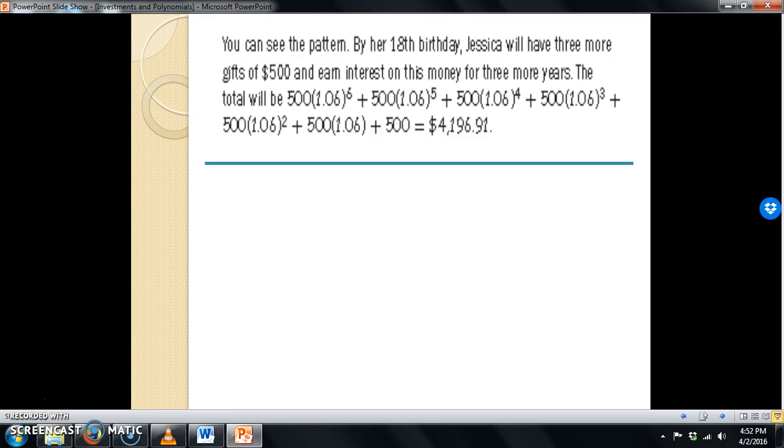So you can see the pattern. By her 18th birthday, she will have 3 more gifts of 500, because that was the original question, from 12th birthday to 18th. And she'll earn interest on this money for 3 more years. The total will be 7 different terms, all being added together. That first amount got invested for 6 years, all the way until that last amount never got invested yet. That's from her 18th birthday, and she'll have just over $4,100.